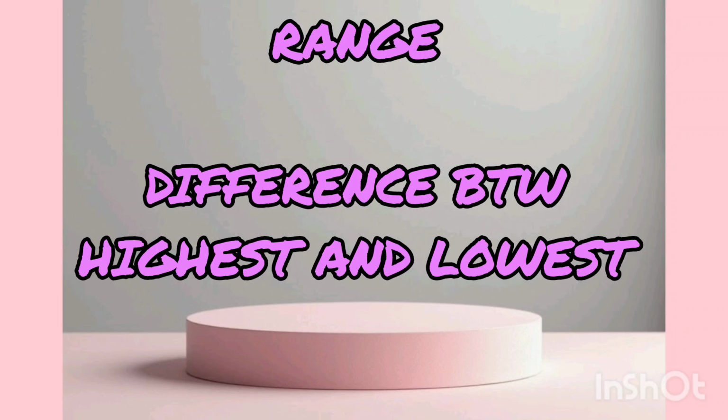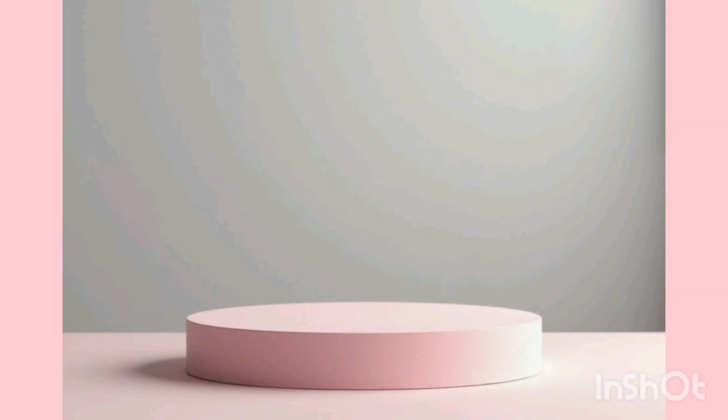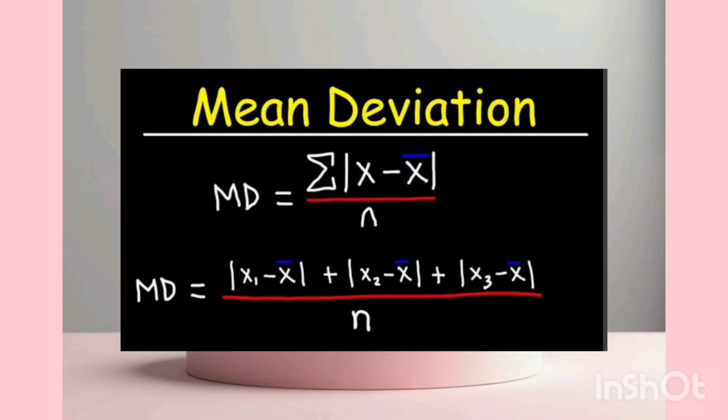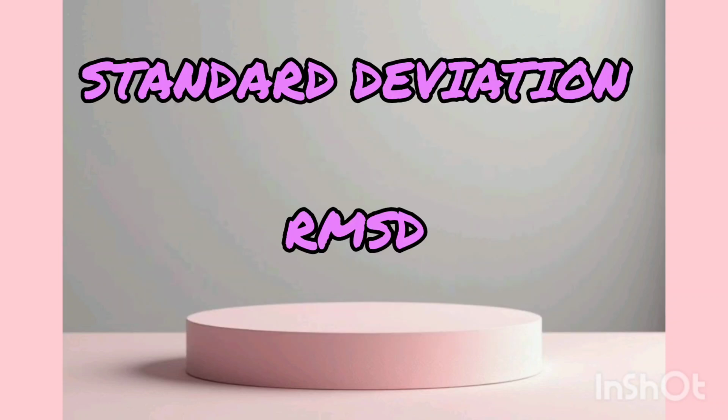Next up we have measures of dispersion. The first thing in it is range. It is the difference between the highest value and the lowest value. Next up we have mean deviation. It is obtained by subtracting the mean from each value. So once again, what is mean deviation? It is the sum of each value minus the mean, divided by total number of observations.